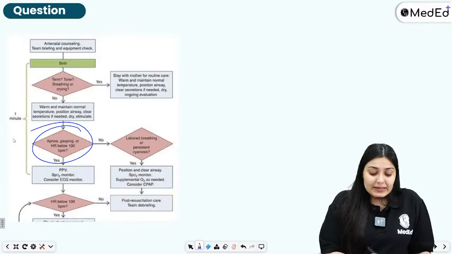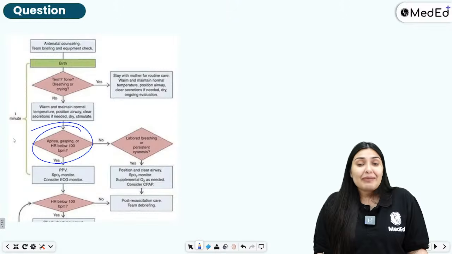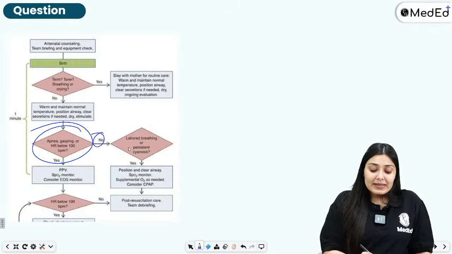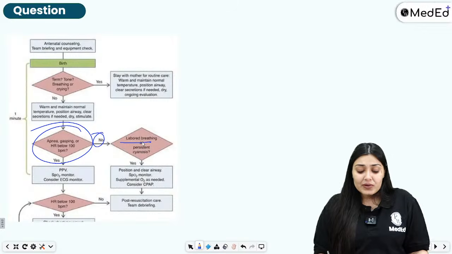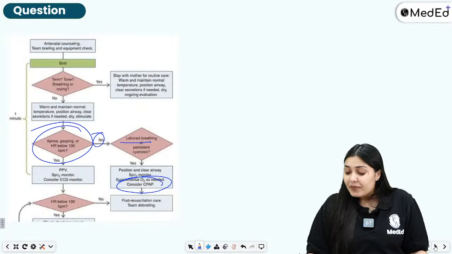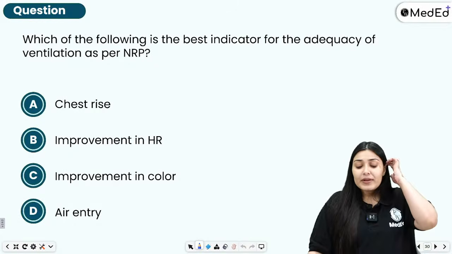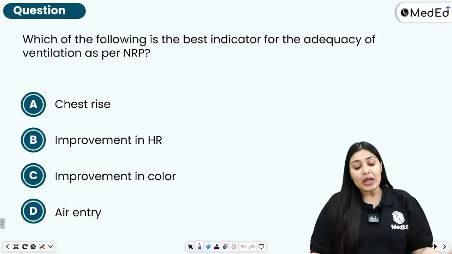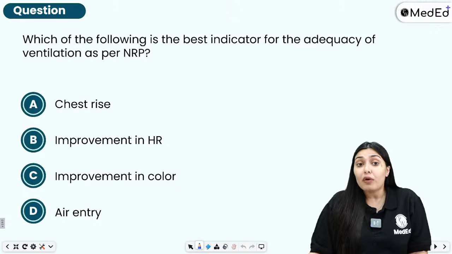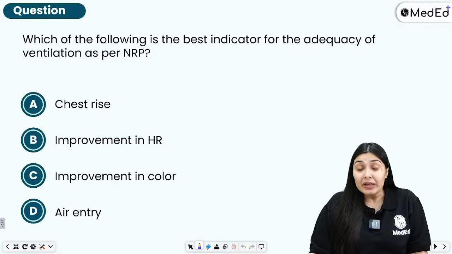Remember, these are the three indications for starting PPV: apneic, gasping or heart rate below 100. If none of these is there and labored breathing or persistent cyanosis is there, then you consider CPAP. Consider CPAP, right? Okay, so let's move to the next question. Which of the following is the best indicator for the adequacy of ventilation as per NRP? The options we have are chest rise, improvement in the heart rate, improvement in the color, air entry.